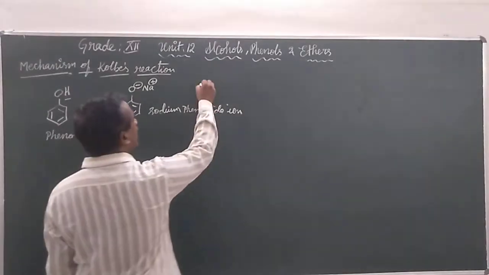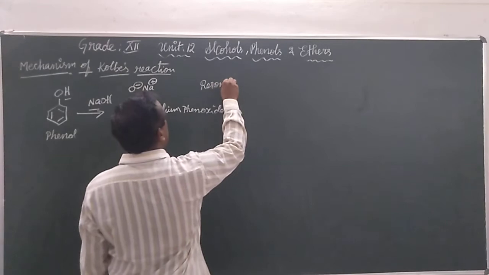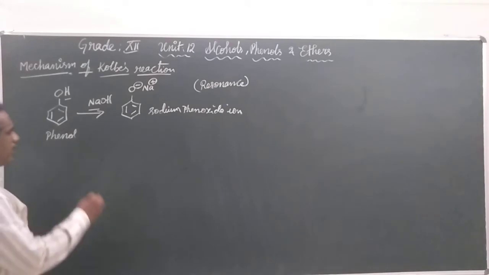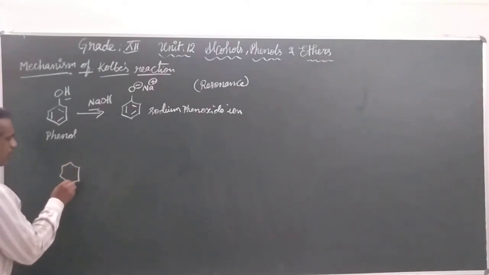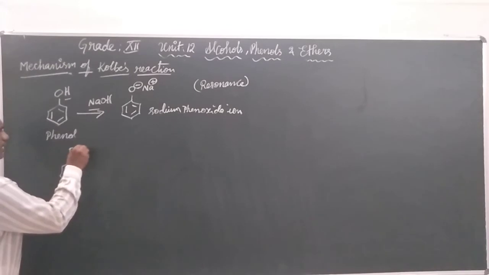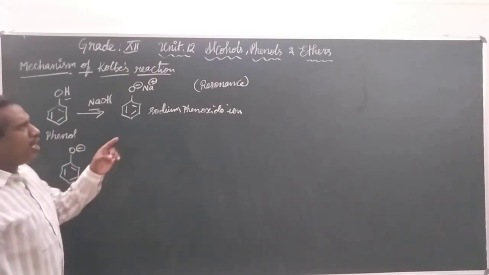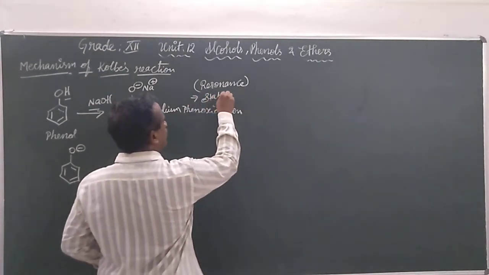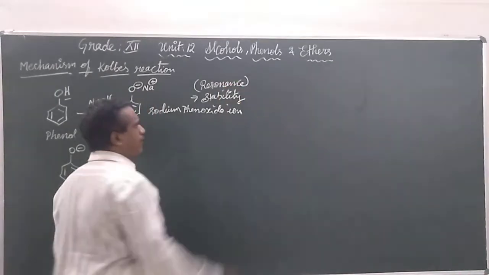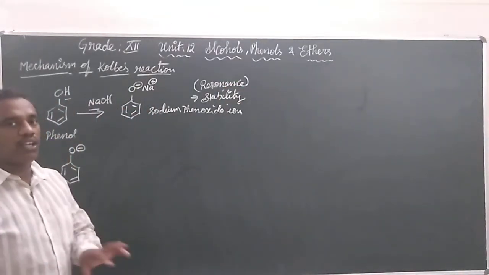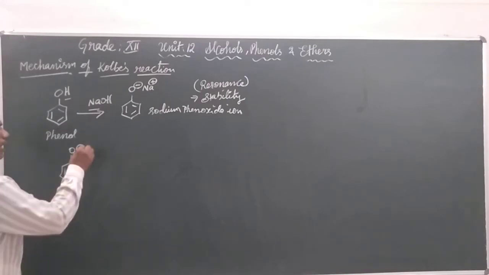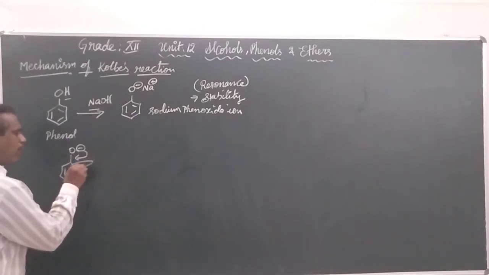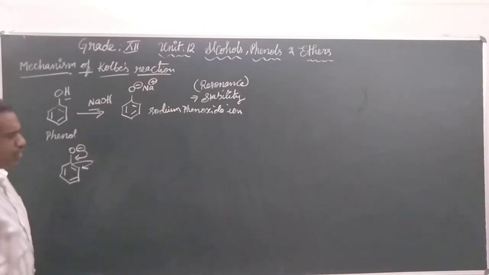Now, this sodium phenoxide ion will be involved in resonance. Let us see how it is going to be involved in the resonating structures. The phenoxide ion can be represented as O minus, because as this is involved in resonance, it will have more stability. So we will not use phenol directly, but we will use the sodium phenoxide ion that has more stability here. It is involved in conjugation with the benzene ring that makes the pi bond migrate onto the ortho position.